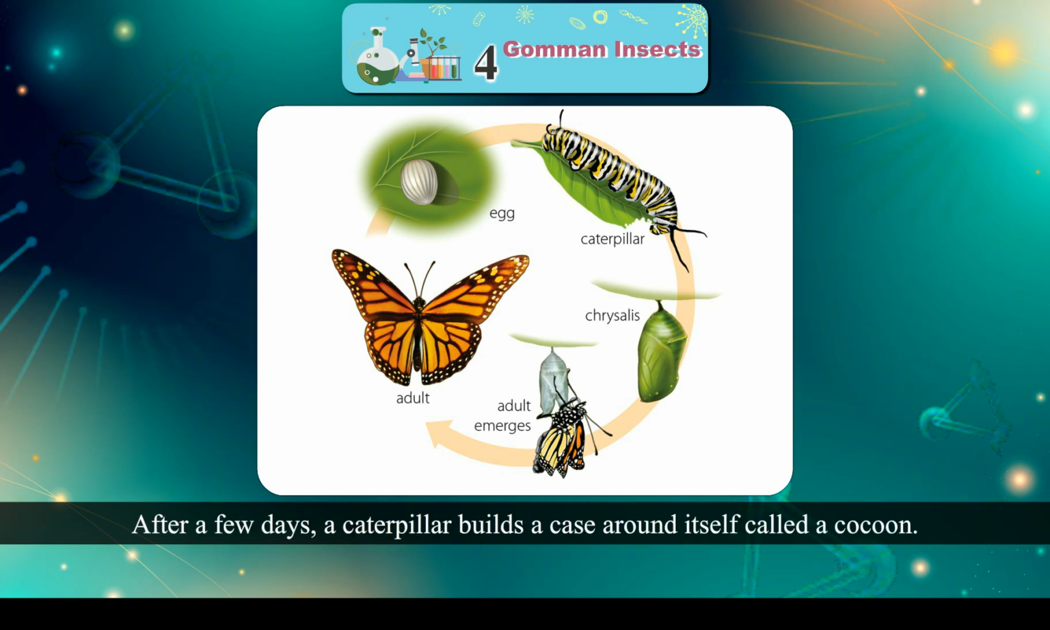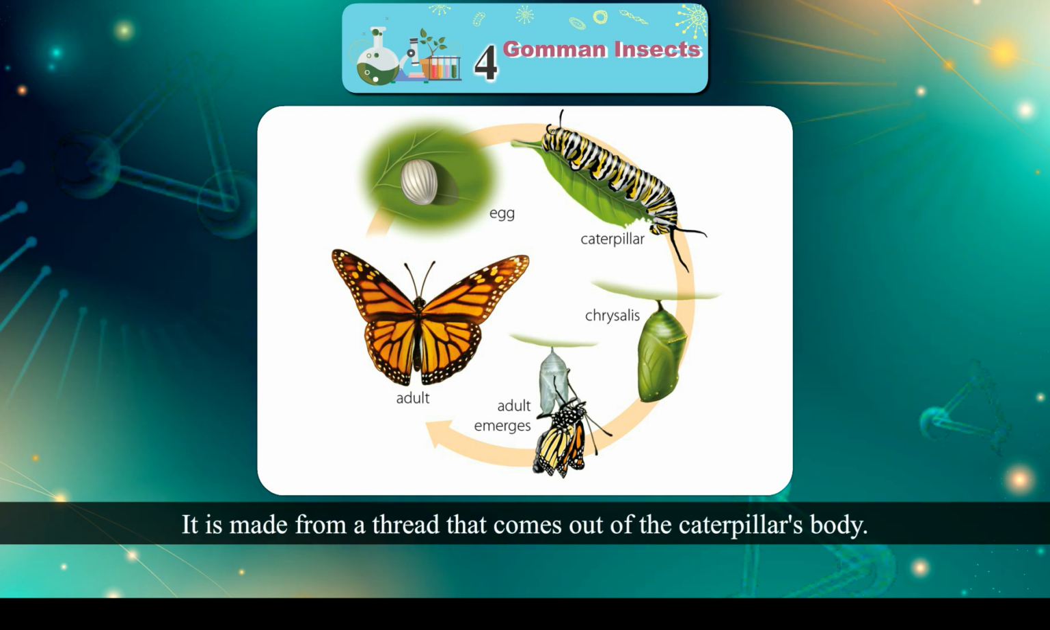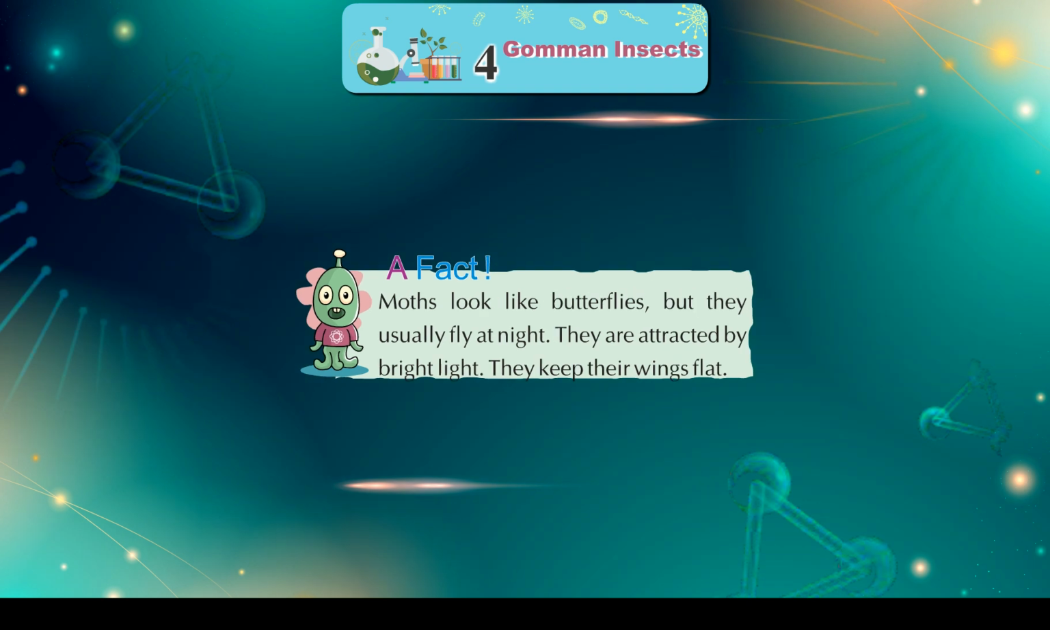After a few days, a caterpillar builds a case around itself called a cocoon. It is made from a thread that comes out of the caterpillar's body. A fact: moths look like butterflies, but they usually fly at night. They are attracted by bright light. They keep their wings flat.